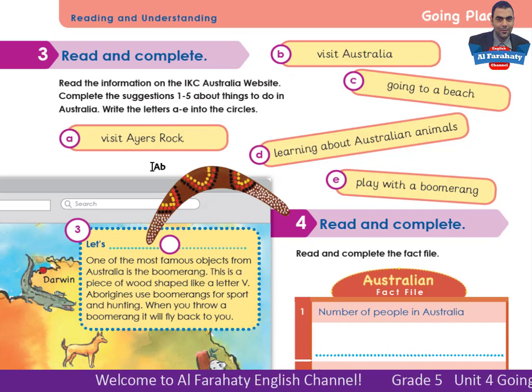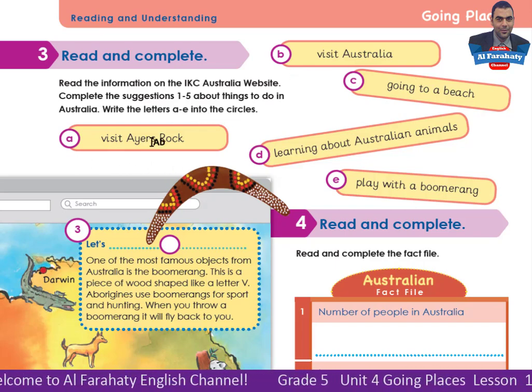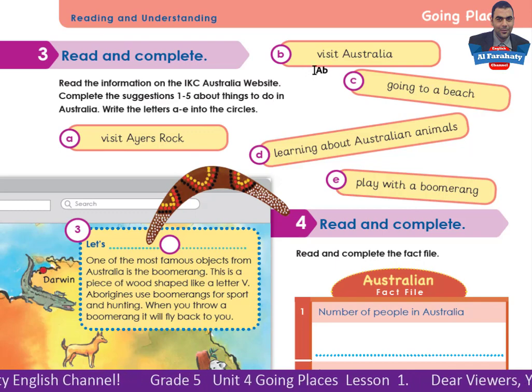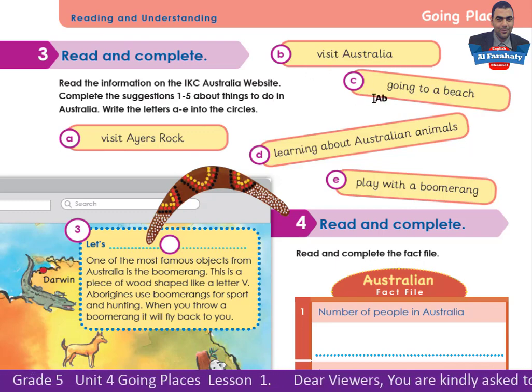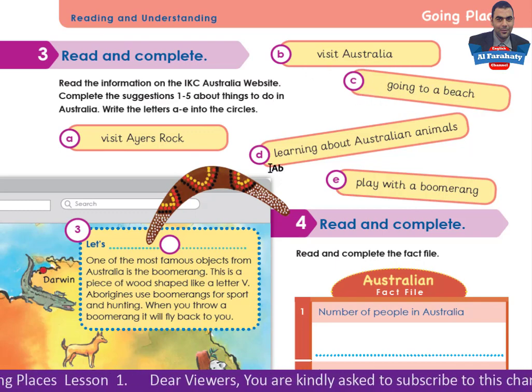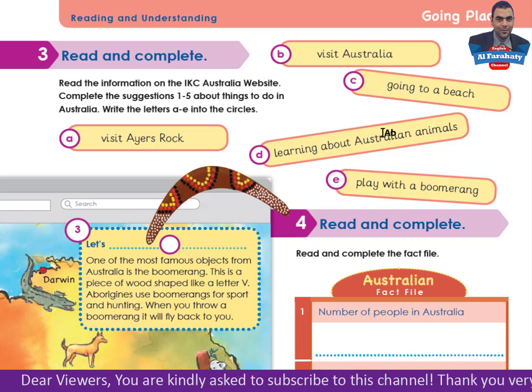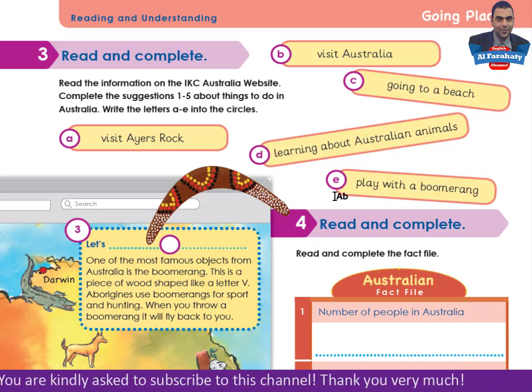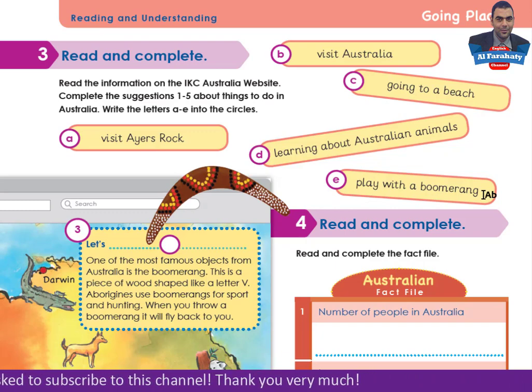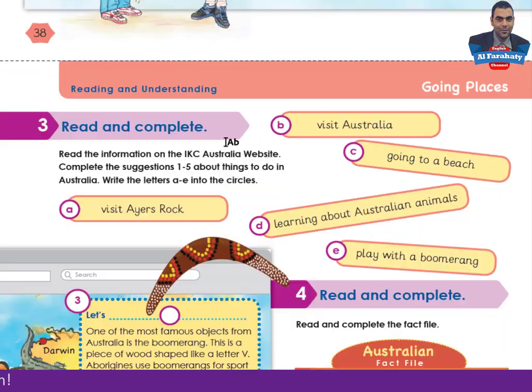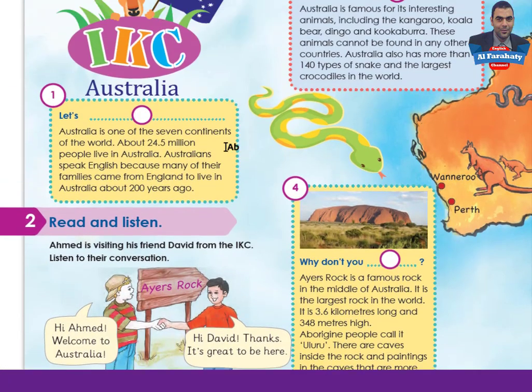Let's read these first. A. Visit Ayers Rock. B. Visit Australia. C. Going to a beach. D. Learning about Australian animals. E. Play with a boomerang. Now we are asked to read the information and complete the suggestions. So we will go again to page 38 in order to read the information.